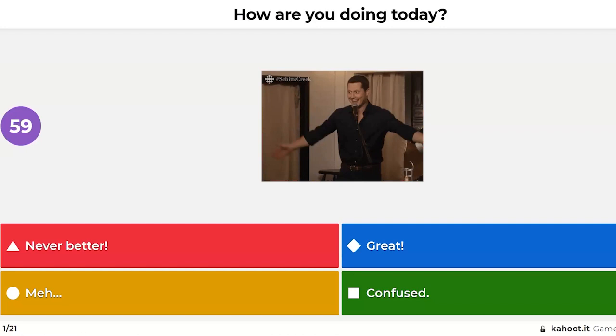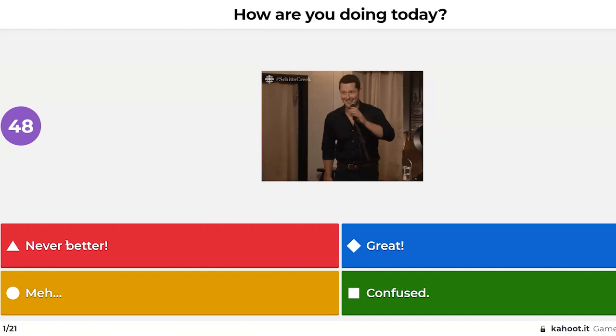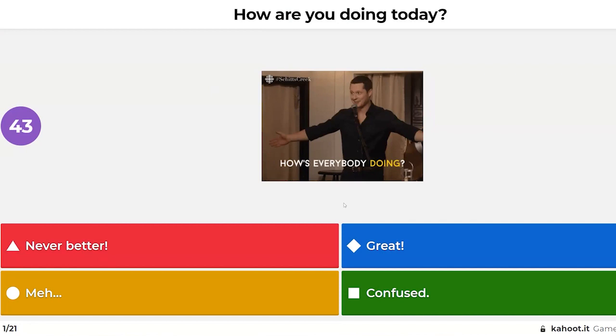So on your phone, you should have squares of different colors. You can see the answers here. Like the question is here, how are you doing today? The answers are never better. If you've never been better, press the red button on your touch screen. If you're great, do the blue one. If you're meh, choose the yellow one. And if you're confused about the whole thing, just choose the green one.